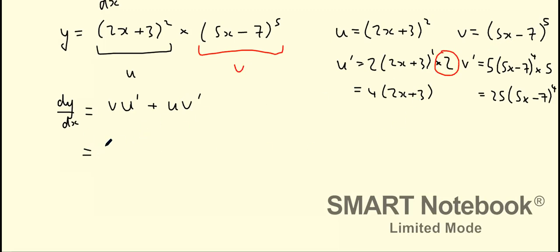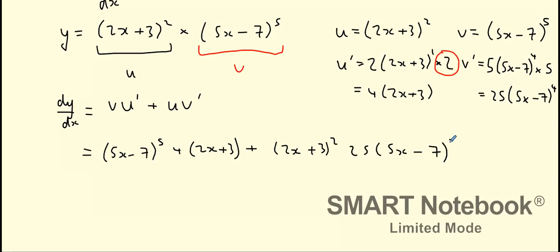V is 5x minus 7 to the power of 5. And I'm going to multiply that by u dash, which is 4 times by 2x plus 3, plus in the middle, u, which is 2x plus 3 squared, times by v dash, which is 25, 5x minus 7 to the power of 4. I'm going to put this dot to represent multiplication.